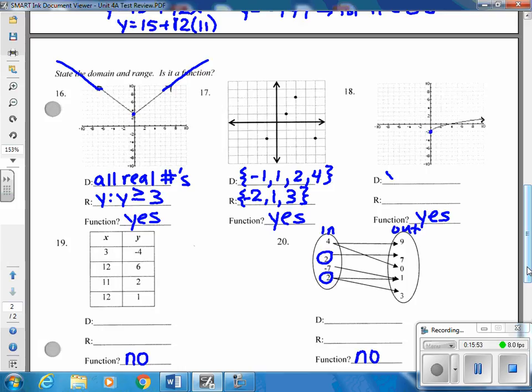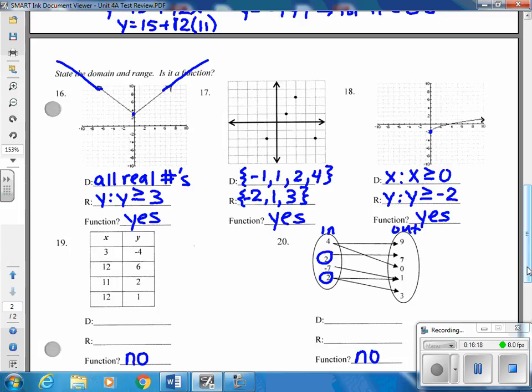So for the X value, it's X such that. Right? The values of X start at 0 and go forever to the right. So that would be all values of X greater or equal to 0. Okay? For the range, right, that dot is the lowest Y value that it goes to. So it's Y such that Y is going to be bigger or equal to -2. Right? So that would be your domain and range for that one.